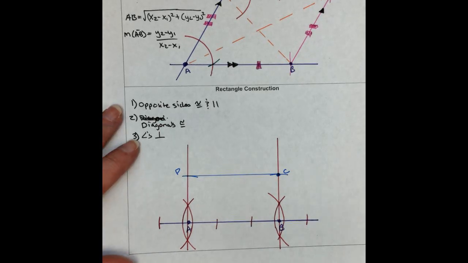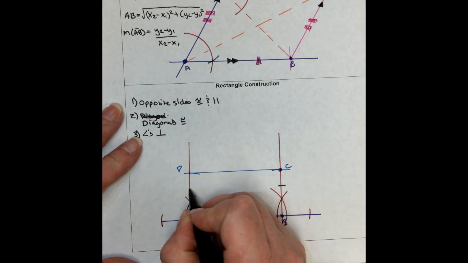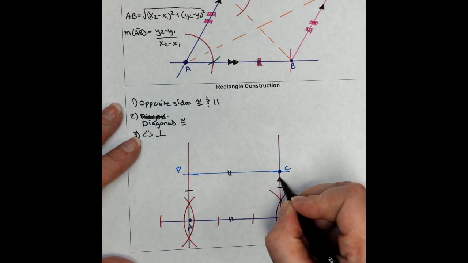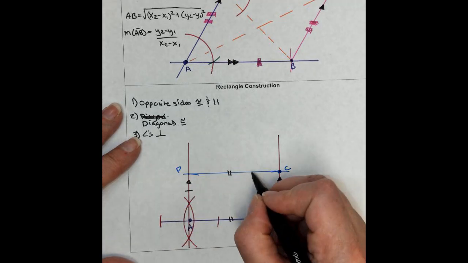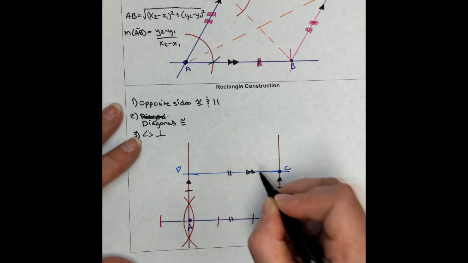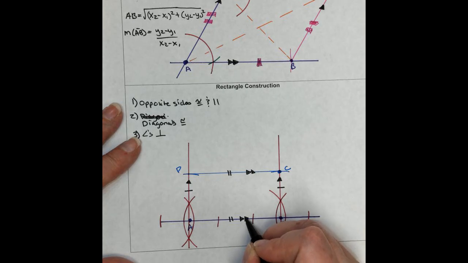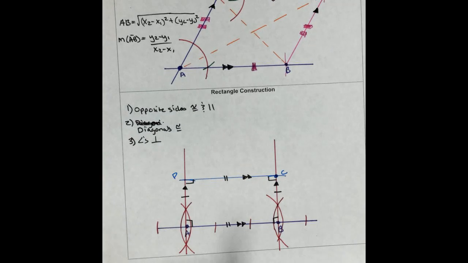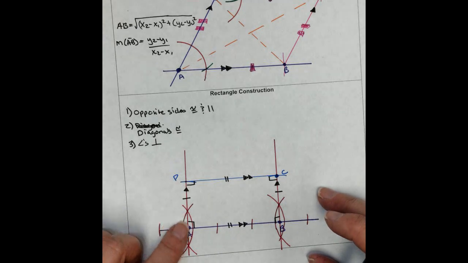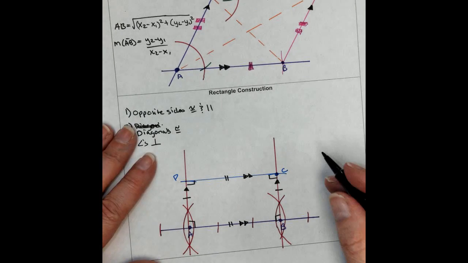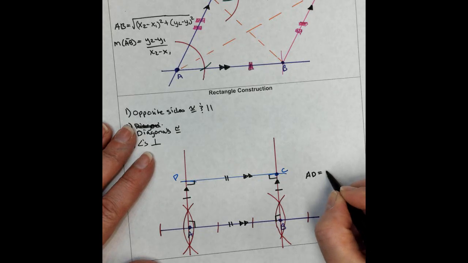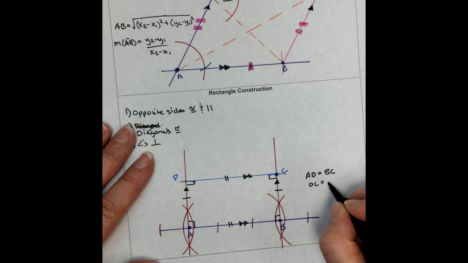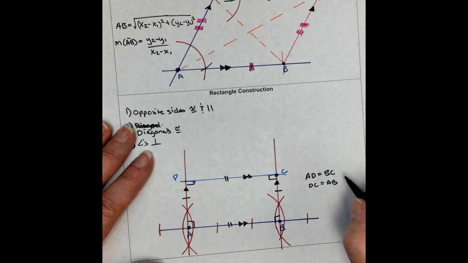Now remember, we talked about the fact that opposite sides are congruent. So opposite sides are congruent. And opposite sides are parallel. So opposite sides are parallel. And that my angles are 90 degrees in here. So if I'm trying to prove that this is a rectangle, I've got to prove that the side length of AD is equal to BC and DC is equal to AB. So that's the first thing I have to prove.